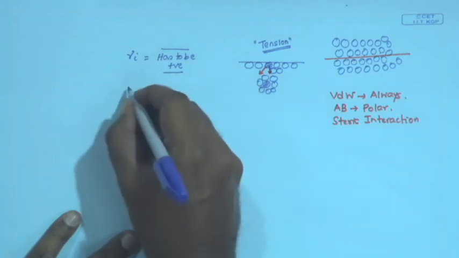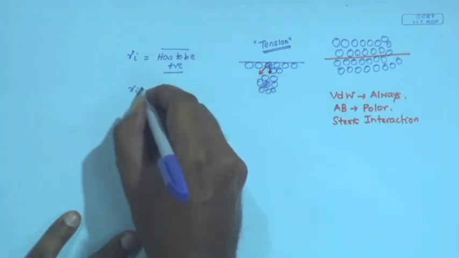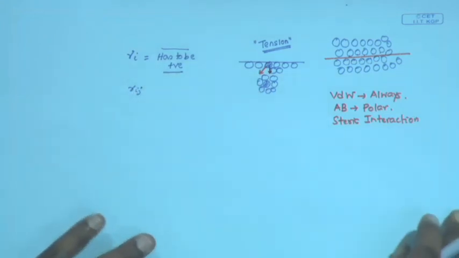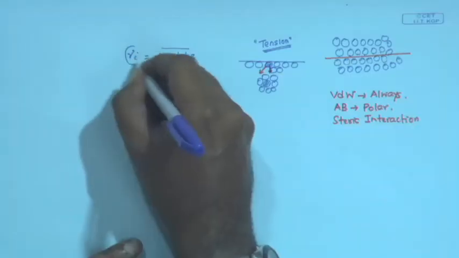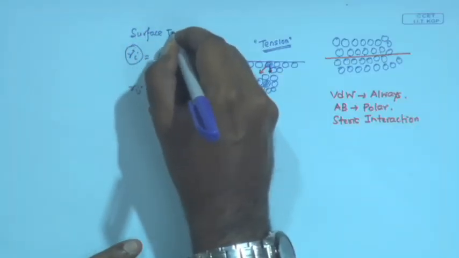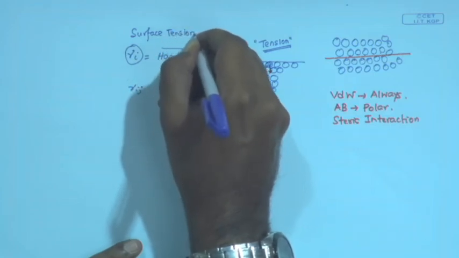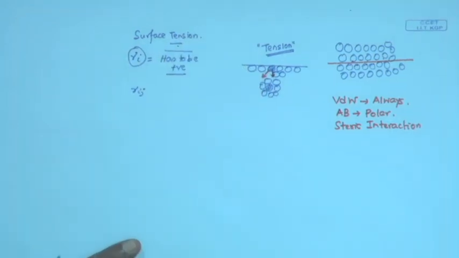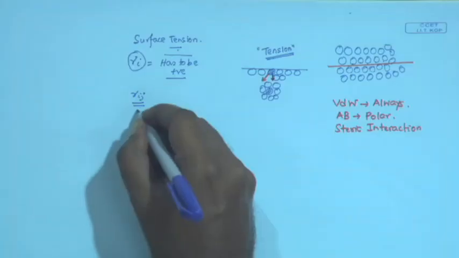We have already understood what the difference is between gamma I and gamma ij. Gamma I typically is surface tension. Of course, it is an interface, but it is the interface of a condensed phase with a non-condensed phase. Gamma ij is the interfacial tension. It is the interface of one condensed phase with another condensed phase, right?